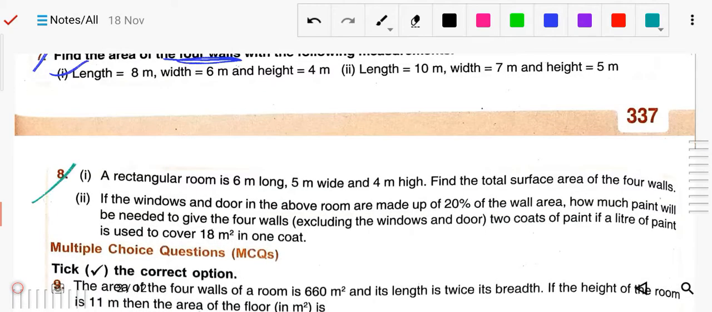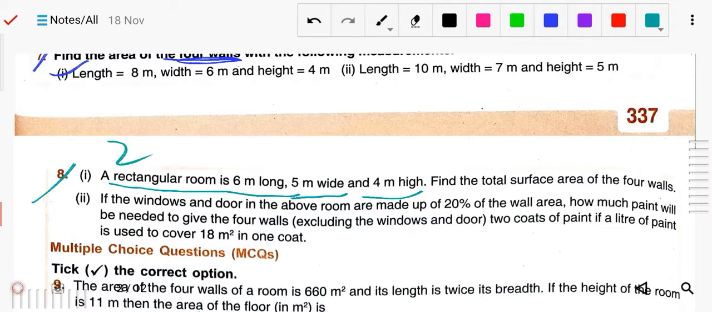Now next question number 8. A rectangular room 6 meter long, 5 meter wide and 4 meter high. Find the total surface area of the 4 wall. You can find the total surface area of this 4 wall just like question number 1. What is the total surface area of this 4 wall?